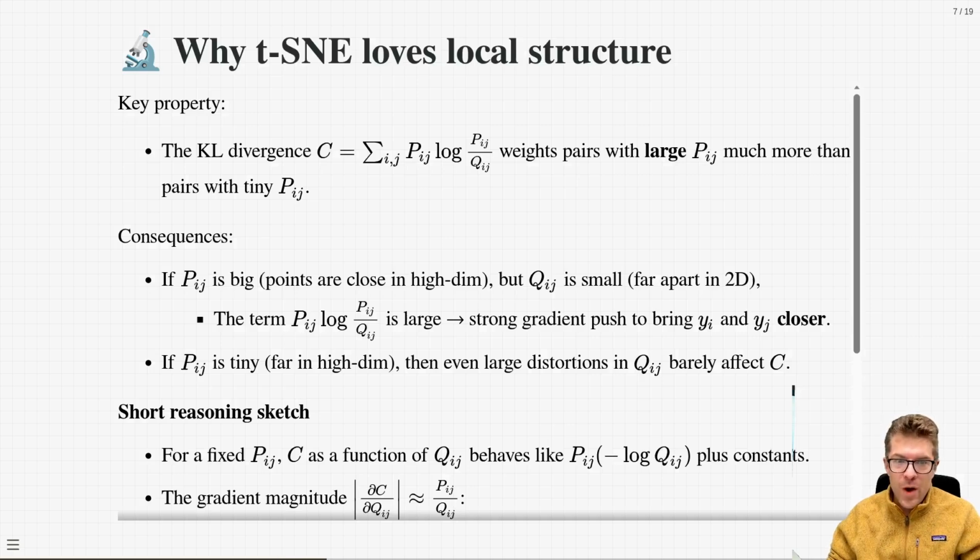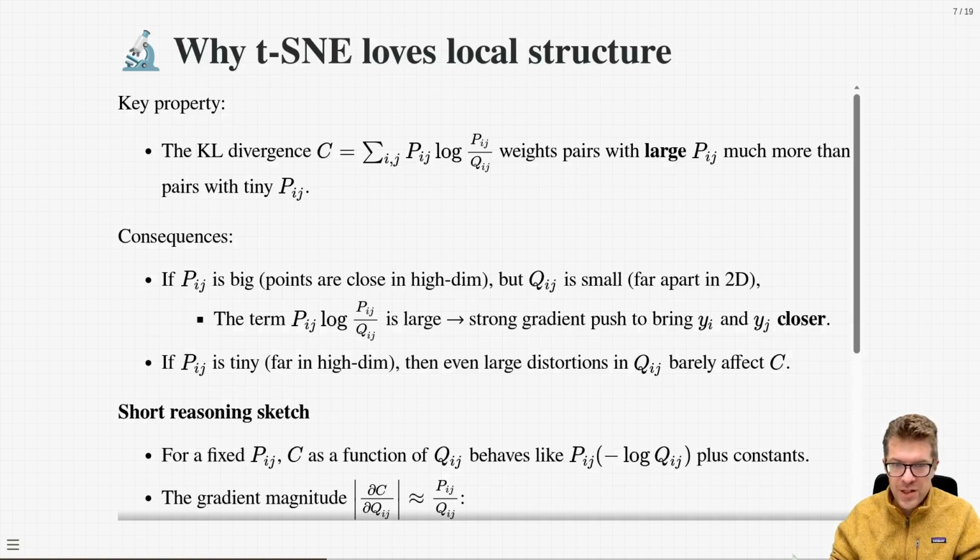So why does t-SNE love local structure? We can look at the cost function. The cost function, like when we're doing the optimization, is the KL divergence. We're going to keep on trying to change the Qs so that P and Q are as close to each other as possible. This is like a one-sided divergence, so it cares a lot when P is big and Q is small, and it almost doesn't care when P is tiny.